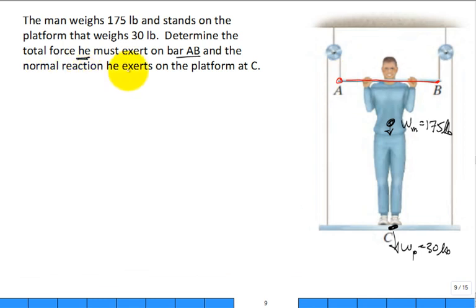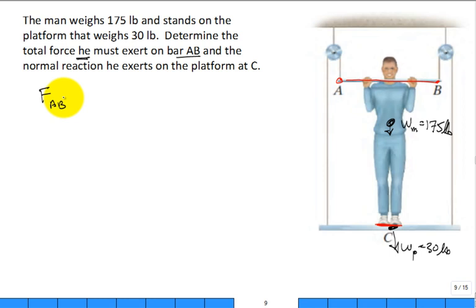And determine the normal reaction he exerts on the platform at C. So right between the bottom of his foot and the platform, maybe you have a scale there. It would measure the weight or the force between the bottom of the feet and the floor. So that's what you're asked to find. So in notation, we want to know the force that the man exerts on the bar. Let's call it AB, force on the bar AB.